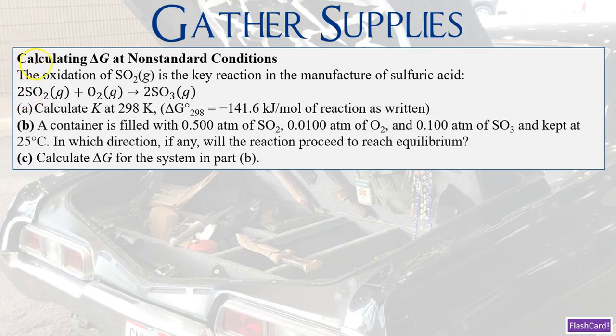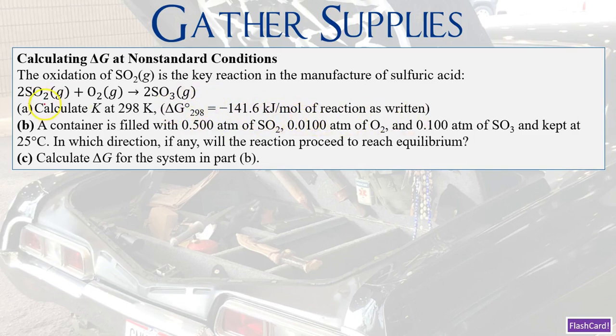This time we're asked again to calculate delta G at non-standard conditions. This question says the oxidation of SO2 gas is the key reaction in the manufacture of sulfuric acid. So you have 2 SO2 gas plus O2 gas is going to produce 2 SO3 gas. For letter A, they want us to calculate K at 298 Kelvin. They already give us the delta G naught at 298 Kelvin, which is negative 141.6 kilojoules per mole of the reaction as written.